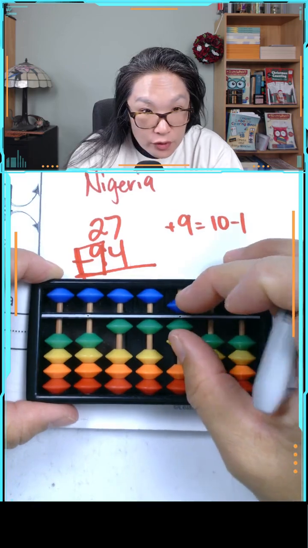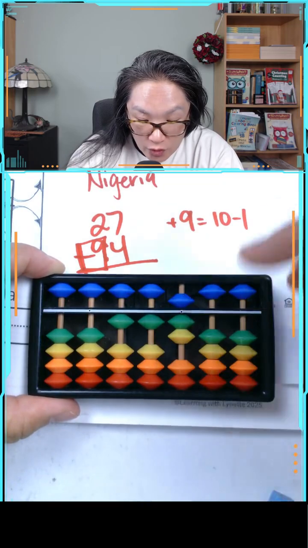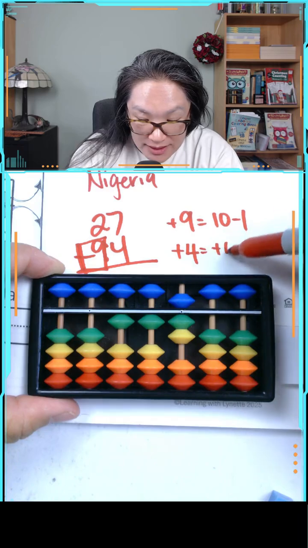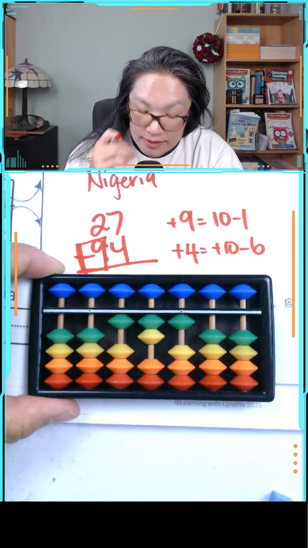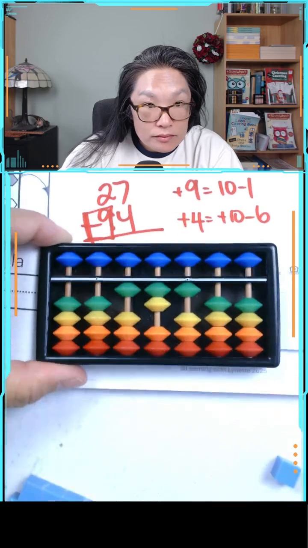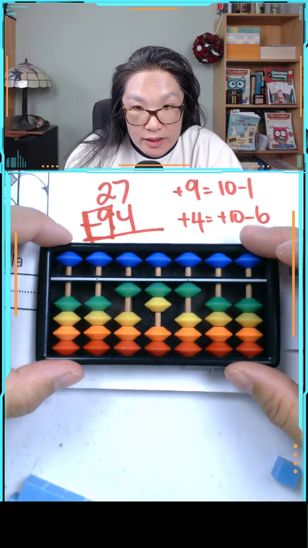There's not enough room to add 4. This shows me I have no room to add the 4. We know how to plus the 4. Plus the 4 is equal to what? Plus the 10 minus the 6. Minus the 6 plus the 10. So my final answer, what's my final answer?